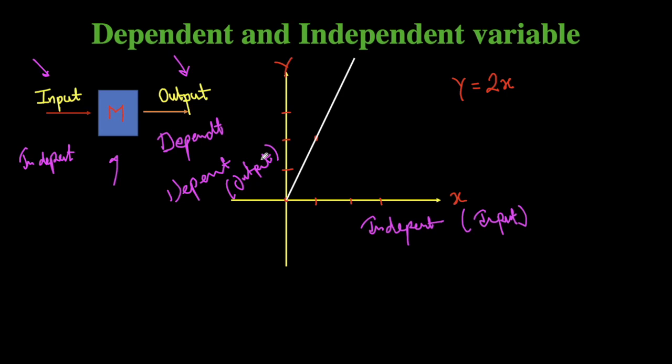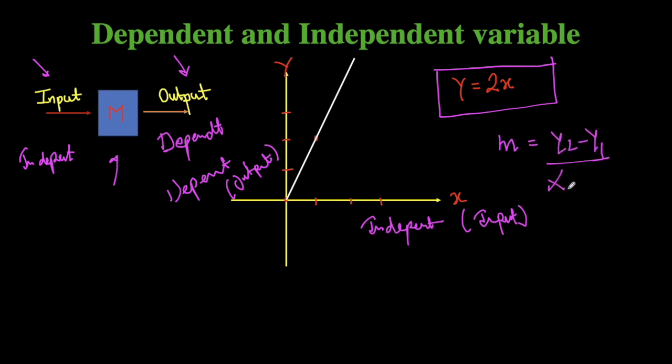Okay, so let's start with this graph, which is a straight line, y equal to 2x. Now there is a relation between y and x, and that's what we are going to find out. We can see that for every increase in x, there is a 2 times increase in y, and that is described by the slope of this line. You have learned how to calculate slope. So slope is always m is equal to y2 minus y1 over x2 minus x1. This is the formula to calculate the slope of a straight line.